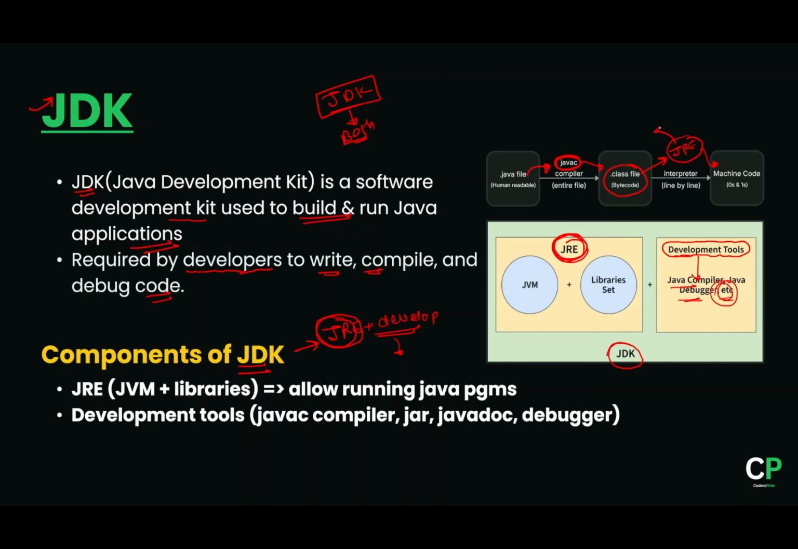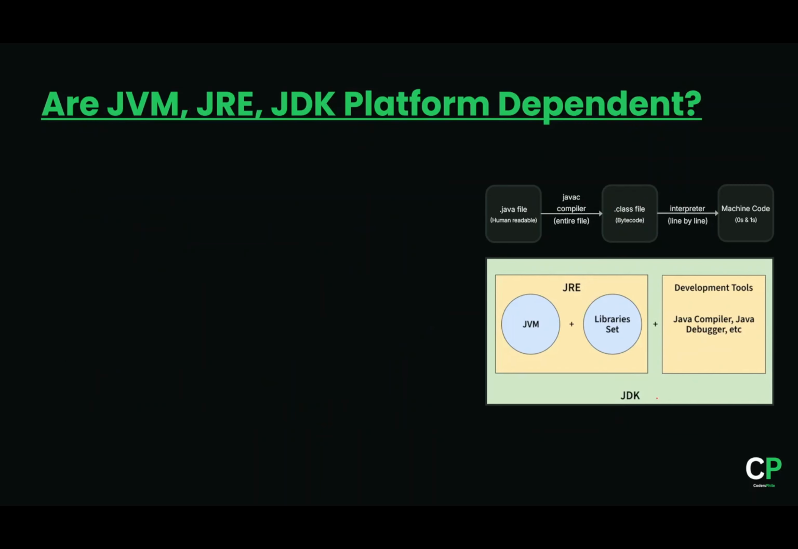And what does this JRE include? This JRE includes the JVM, Java Virtual Machine, which converts the bytecode instructions into machine code, and it includes the library set. For example, if in our code we use any library, the JRE provides it. So JDK is equal to JRE plus development tools. JRE provides the runtime environment and development tools provide the development environment. The JDK is the Java Development Kit, which is used to build, debug and run Java applications.